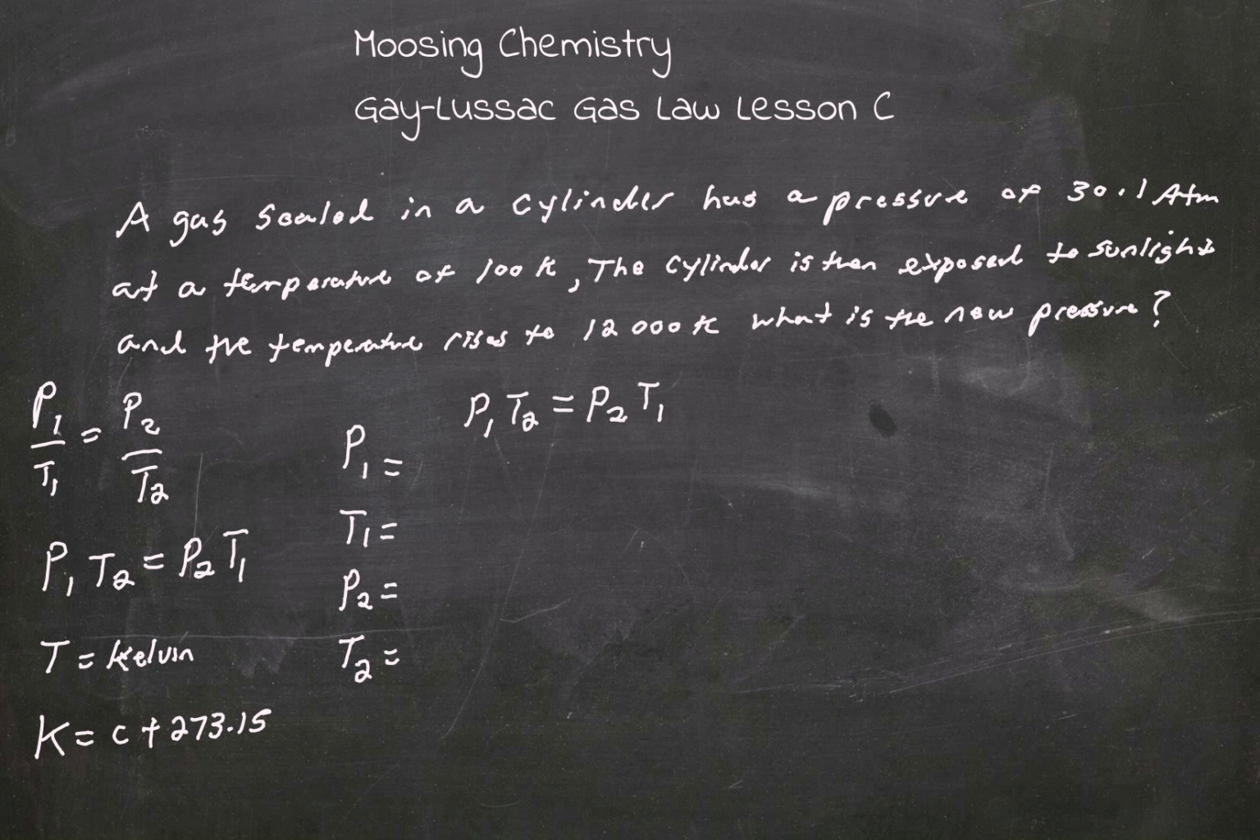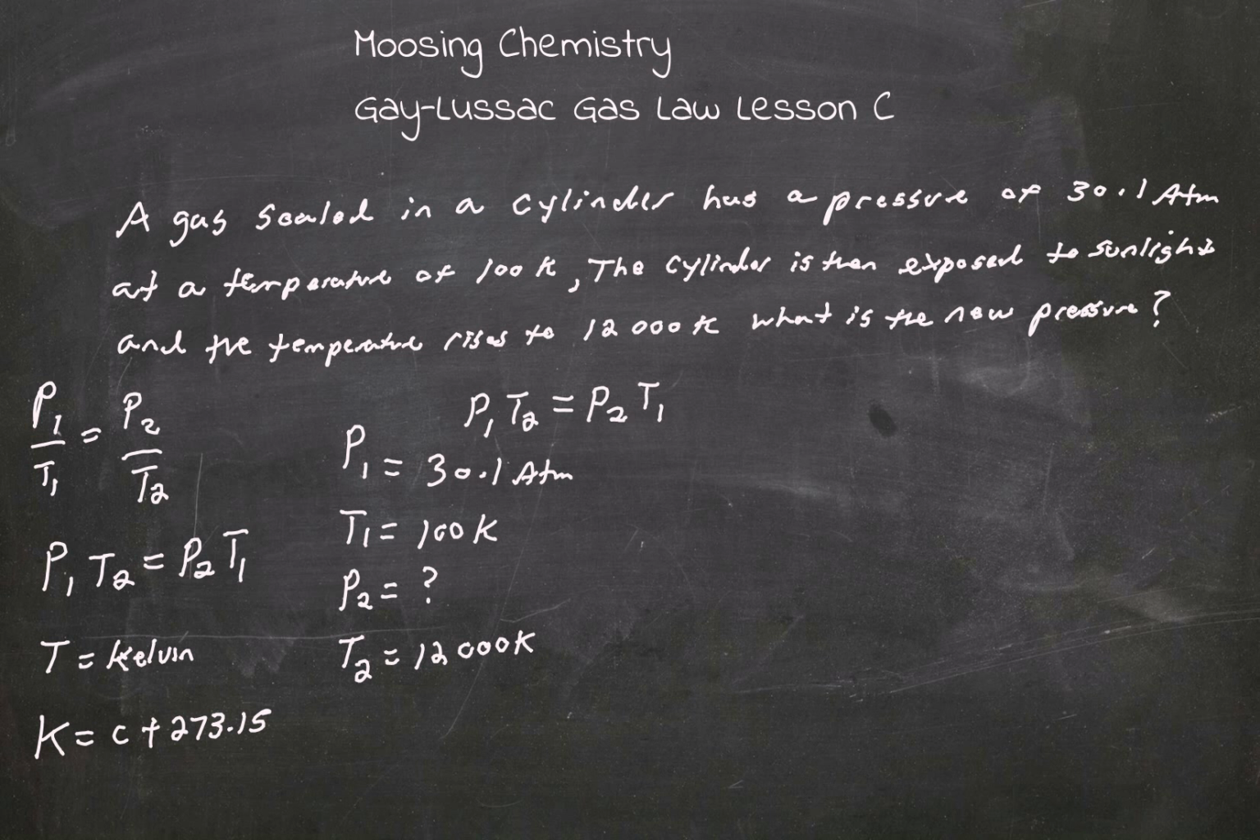So a cylinder has a pressure of 30.1 atmospheres. Now, do we need to convert that into pascals or kilopascals or something like that? No, absolutely not. We can do any pressure we want as long as we keep the pressures the same, but Celsius cannot be used. We have to use Kelvin, okay? That's very important. All right, the temperature is 100 Kelvin. Brr, that's going to be cold. And then, we want the new pressure. Okay, and 12,000 Kelvin. Notice I don't use commas. They don't use commas in the international systems of measurement, so we're not going to use them.